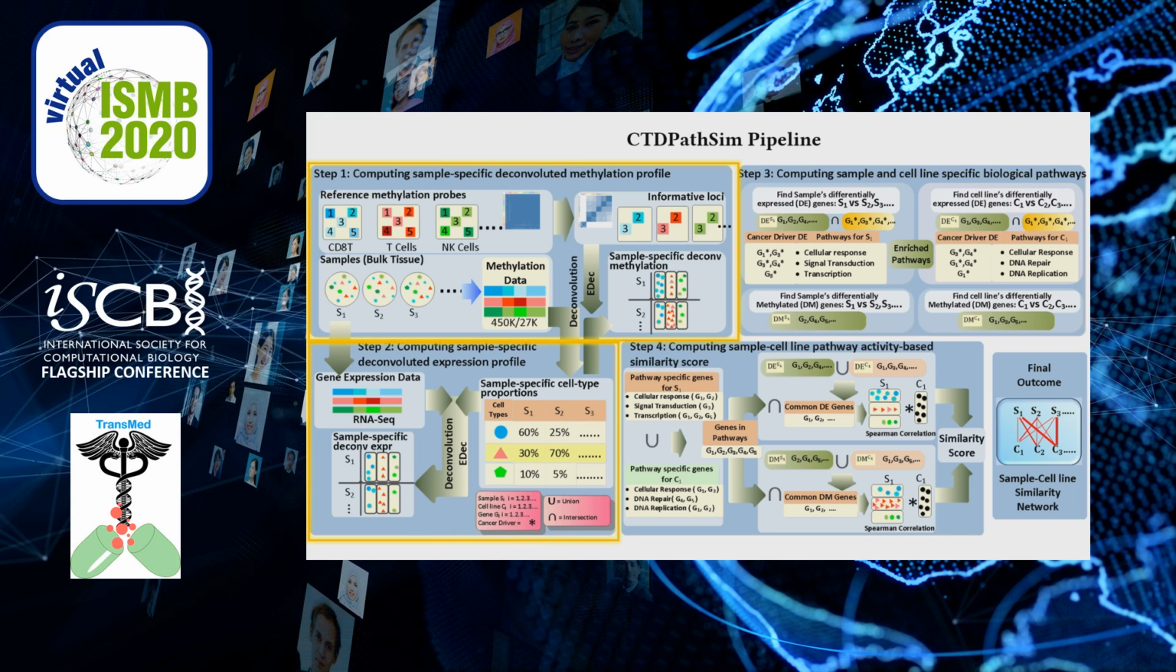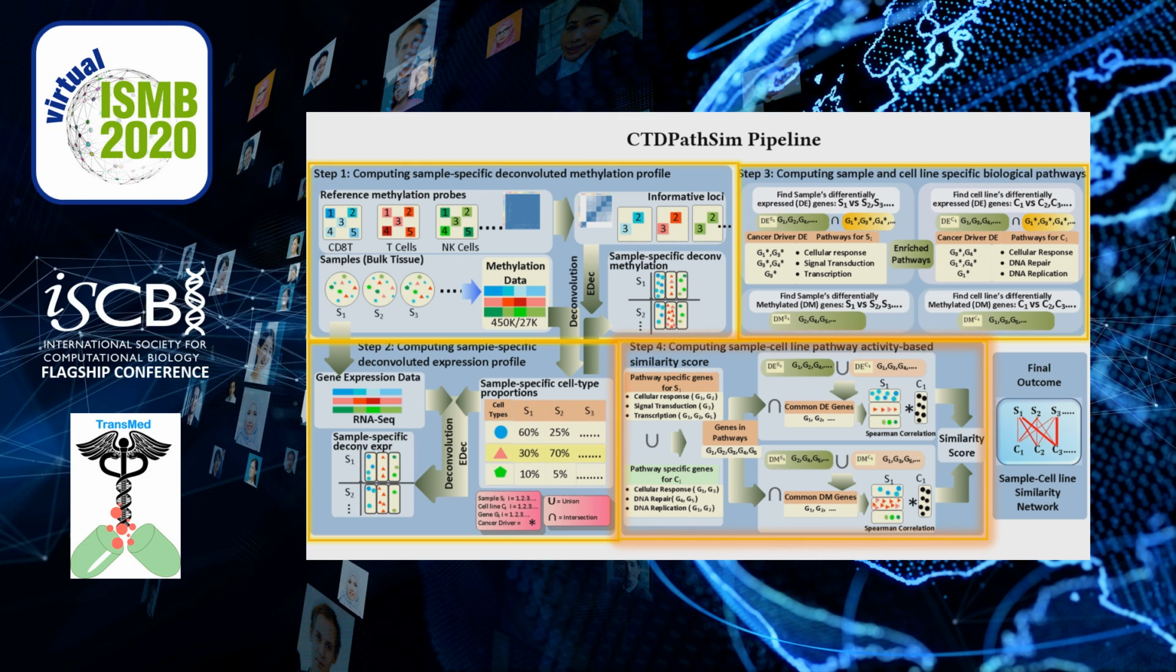In the second step, we used bulk tumor gene expression data and computed a sample-specific deconvoluted gene expression profile for each sample. In the third step, we computed sample-specific and cell line-specific differentially expressed genes, that is DE genes, and differentially methylated genes, that is DM genes, among the same cancer type cohort. Then, using sample-specific DE genes, we computed enriched biological pathways. Similarly, using cell line-specific DE genes, we computed enriched biological pathways.